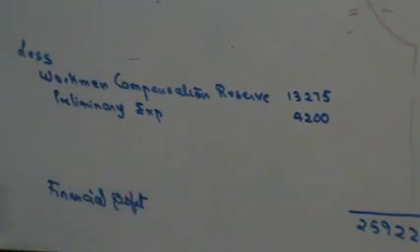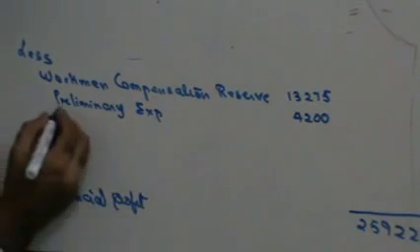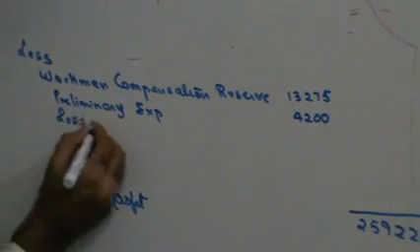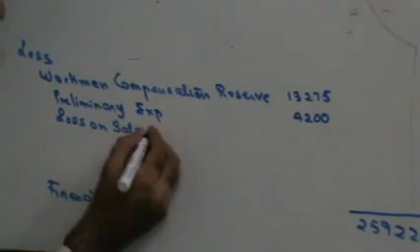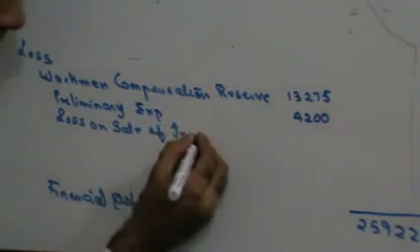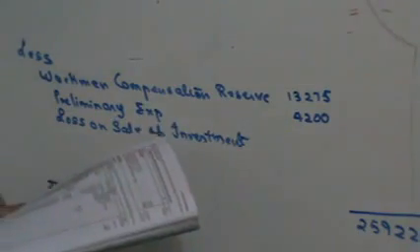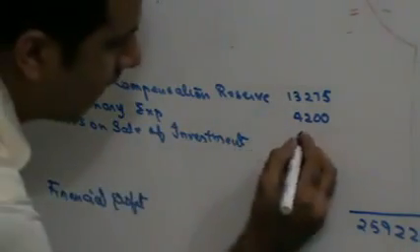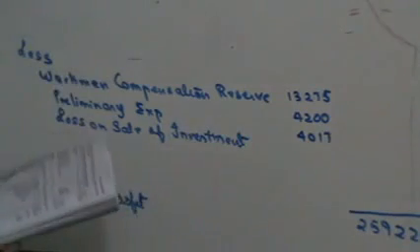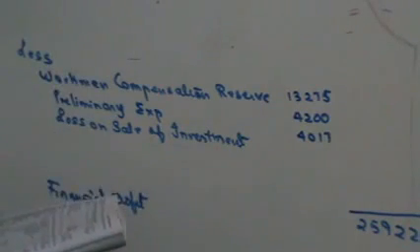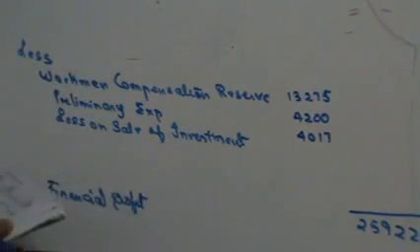Right? Then is there anything else I did not record? Loss on sale of investment. Again, it is there only in P&L. It is not there in cost sheet. So it is less in cost sheet. Therefore, it will come here. Loss on sale of investment, 4,017. Right, insurance, printing, depreciation, telephone charges, legal fees.